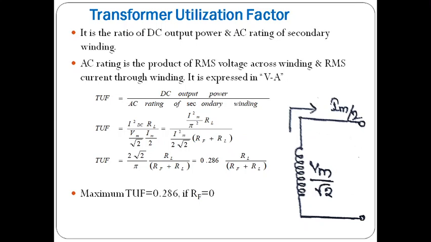Clear? When RF equals 0, if I assume my diode is ideal, the drop across the diode is 0, so RF equals 0, the resistance offered by the diode is 0. Then the transformer utilization factor is 0.286. It is the maximum. How much percentage are we utilizing? Just 28.6% only. So this is the transformer utilization factor.